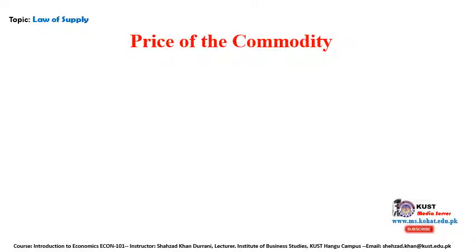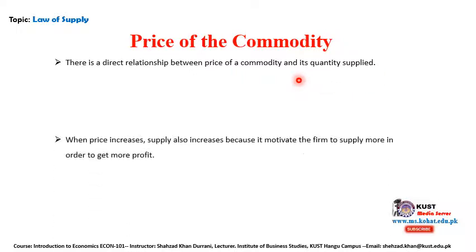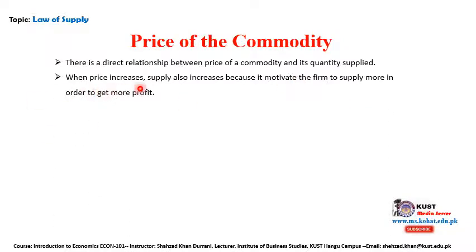Let's discuss a few of them. So, price of the commodity, what does it mean? There is a direct relationship between the price of a commodity and its quantity supplied, right? How? When price increases, supply also increases because it motivates the firm to supply more in order to get more profit. For more profit, they are going to supply more because there is an increase in the price. So there is a chance in the market, there is an opportunity, right?